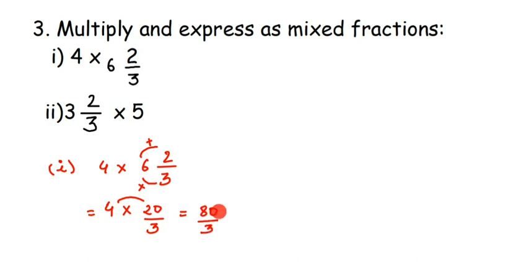Numerator is greater than denominator, which means it's improper. And every improper fraction can be converted into a mixed fraction. Now how to convert this into a mixed fraction? For that you can do a division. We're going to divide this 80 by 3.